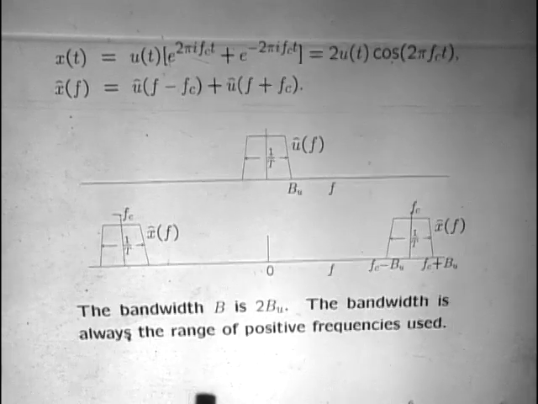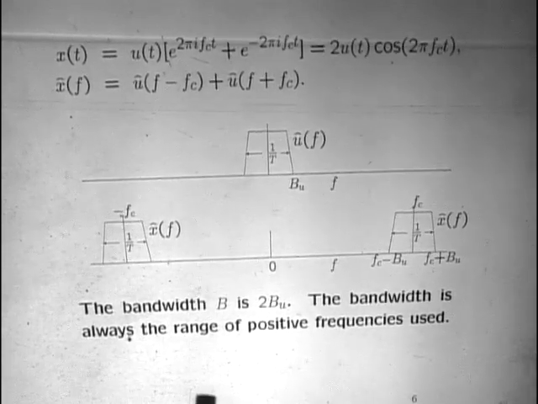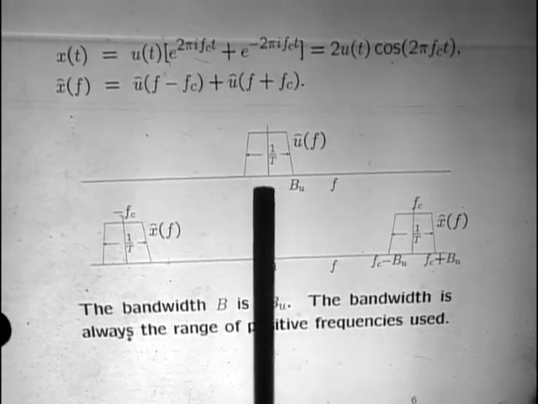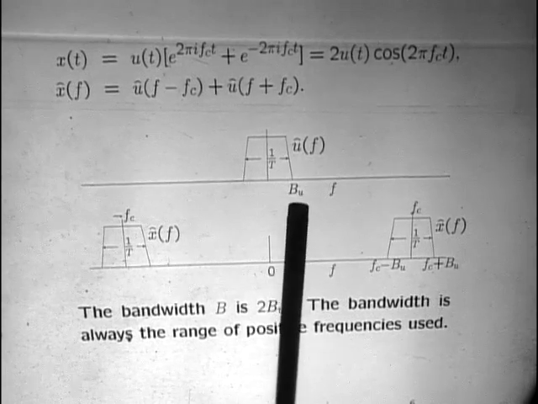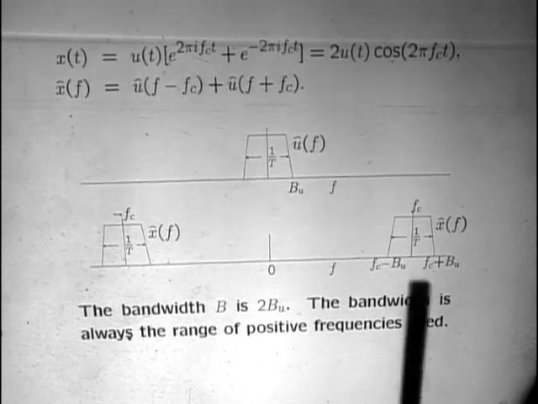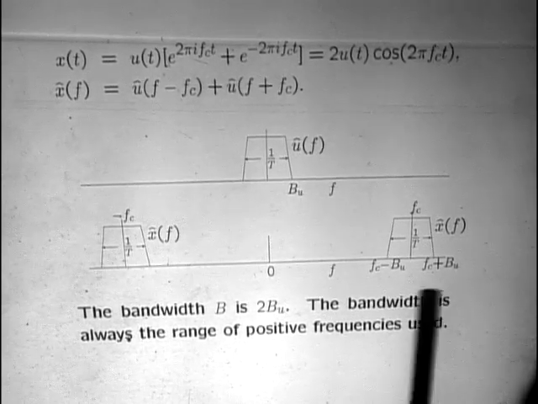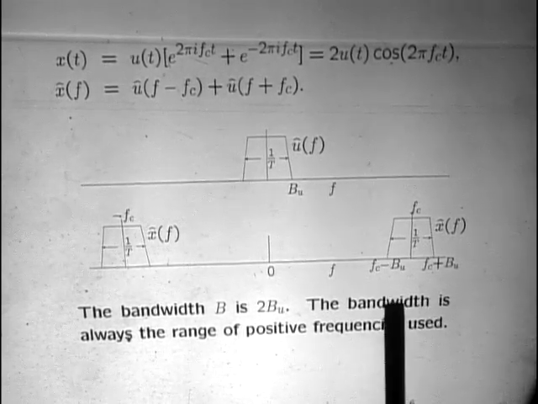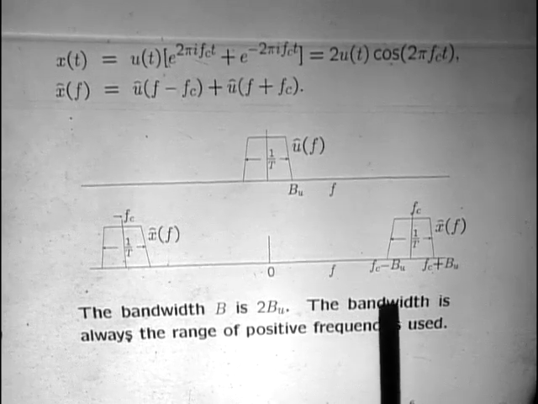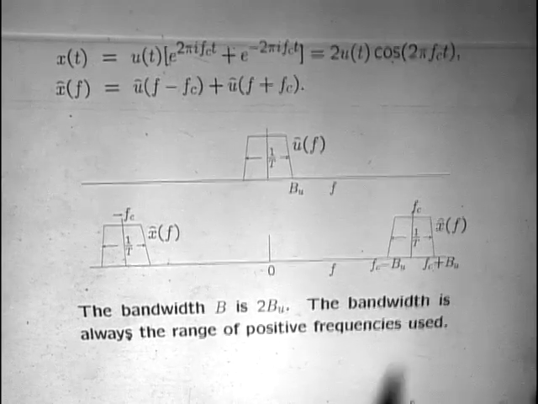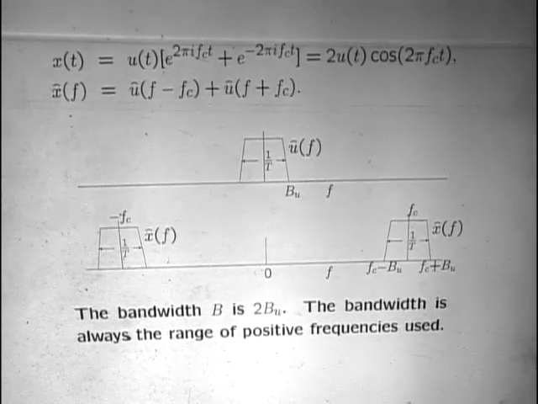Well, anyway, since communication engineers define bandwidth in terms of positive frequencies, the bandwidth of this baseband waveform is B sub u. The bandwidth of this waveform is 2B sub u. Okay? You can't get away from that. You have doubled the bandwidth, and you wind up with this plus this, and this looks kind of strange. So let's try to sort it out.